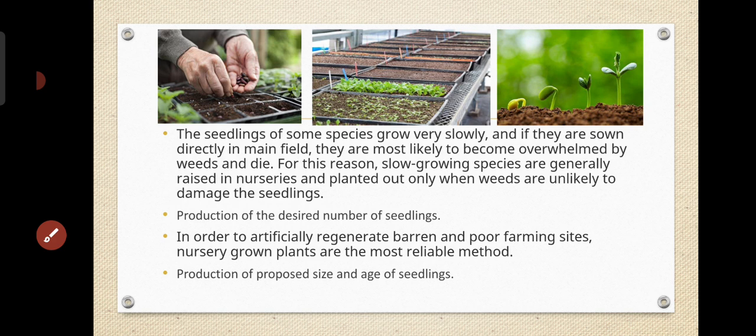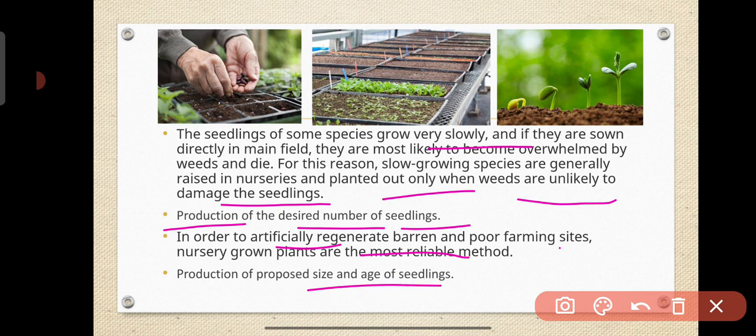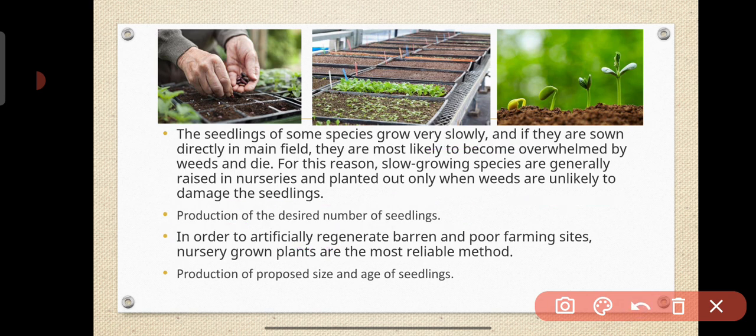Some more factors are: the seedlings of some species grow very slowly, and if they are sown directly in the main field, they are most likely to become overwhelmed by weeds and die. For this reason, slow growing species are generally raised in nurseries and planted out when weeds are unlikely to damage the seedlings. Next is production of desired number of seedlings. Next, in order to artificially regenerate barren and poor farming sites, nursery grown plants are the most reliable method. And the production of proposed size and age of seedlings, which is a very common term we are studying from the starting.